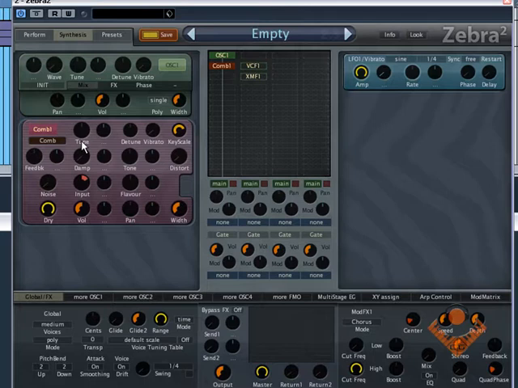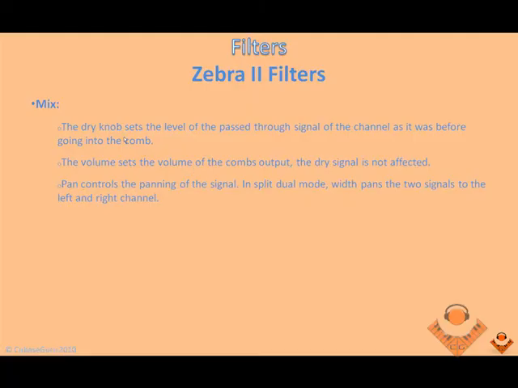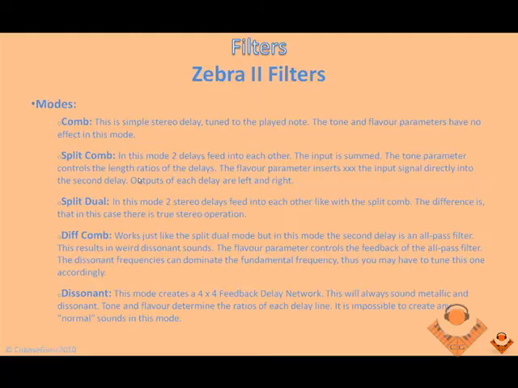I'll just show you some cool stuff with the comb. If you want to hear that kind of normal comb filter type sound, you use the tuning. Sorry, with the feedback up. There's your comb filter. That's it for your comb filter. And I just showed you what the dry knob, the volume knob, and the pan control knob does.